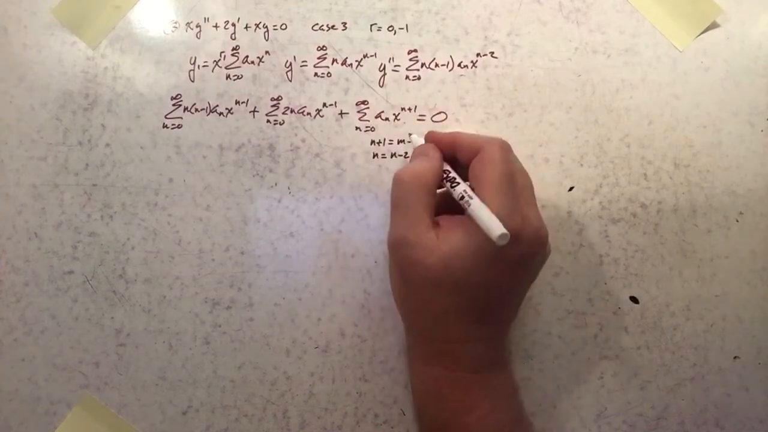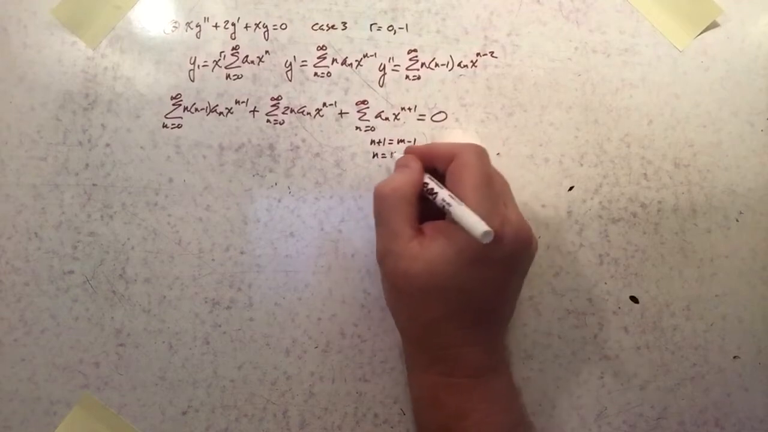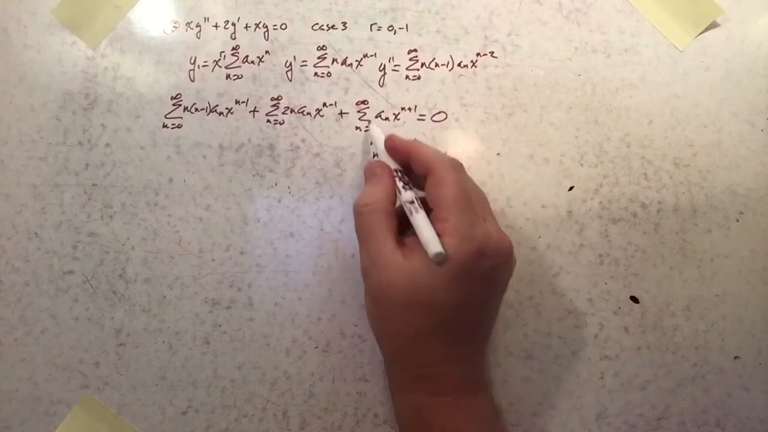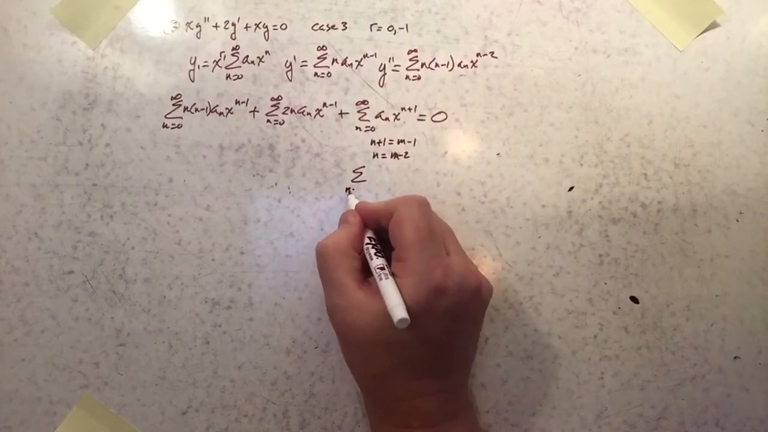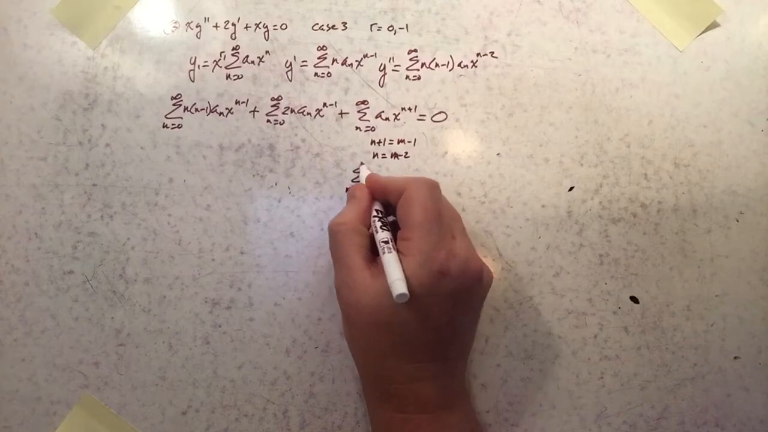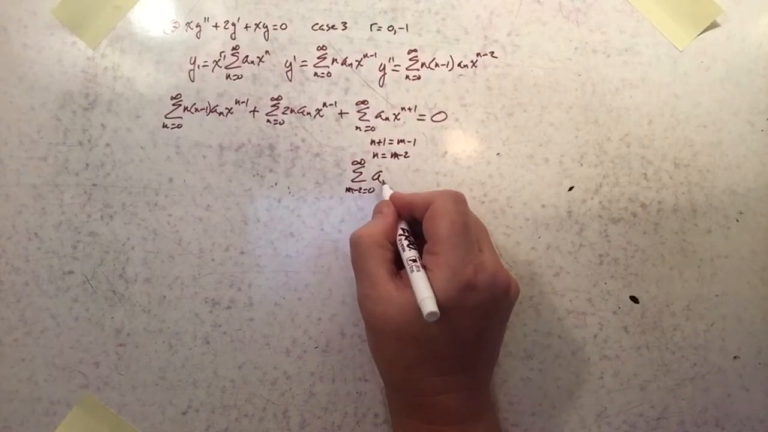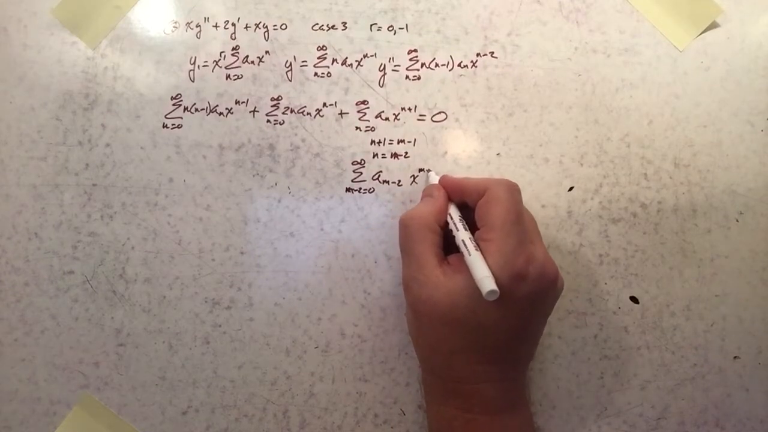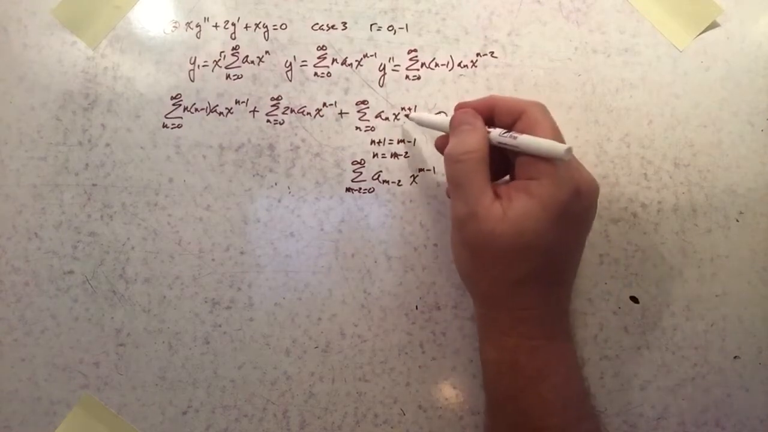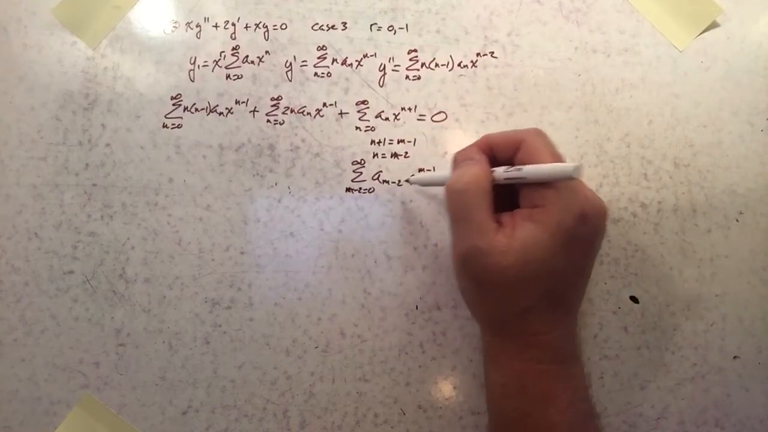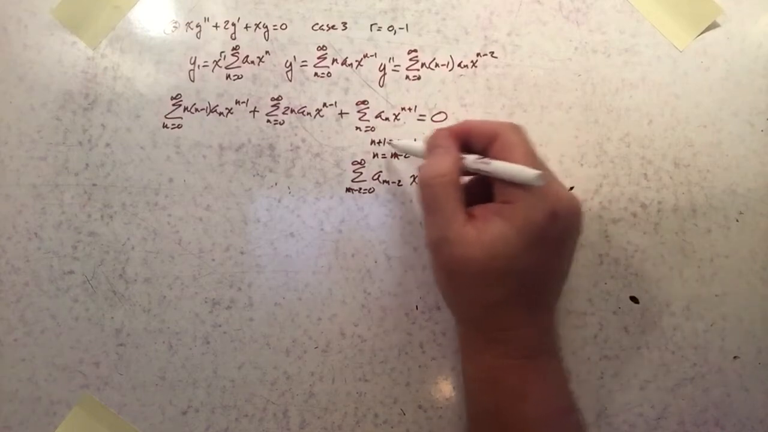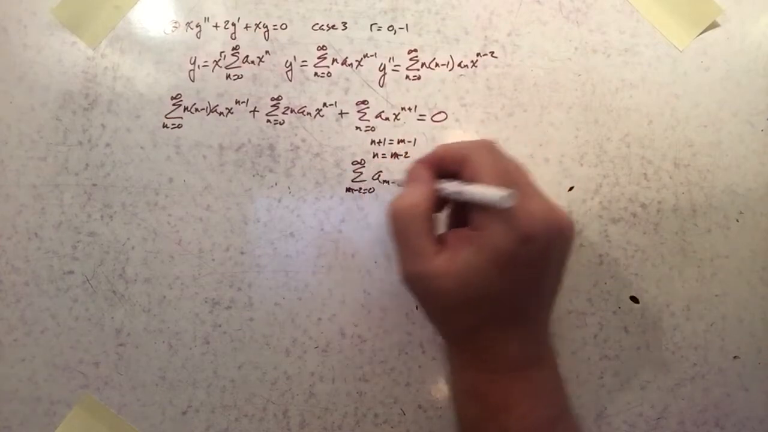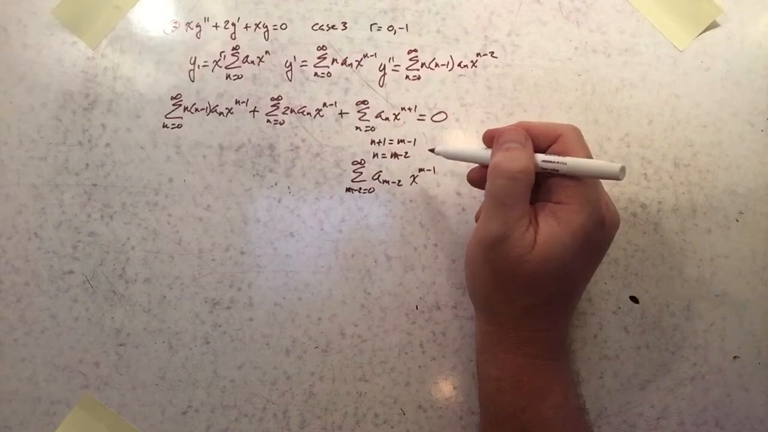So let's rewrite this with a new index of m-2, replacing all the n's. The summation goes from 0 to infinity of a_(m-2) x^(m-1). That's the same series, it just now uses a new index m instead of n, but because of how the index was shifted, it's going to generate the same terms, just with a different index.